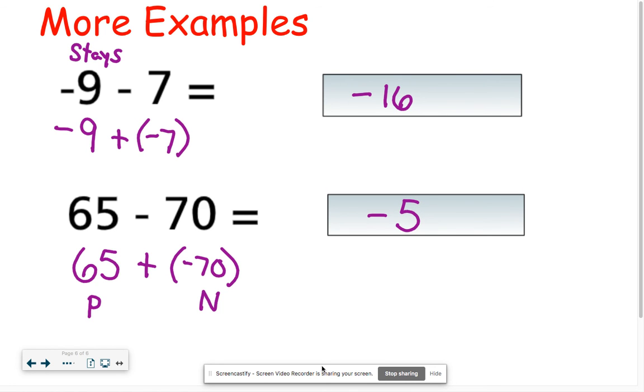These problems need some time, they need some practice, and they definitely need to be rewritten into addition problems. Please make sure you do that on your worksheet or any of the problems you do during the time that you're subtracting integers. If you need help, please reach out.